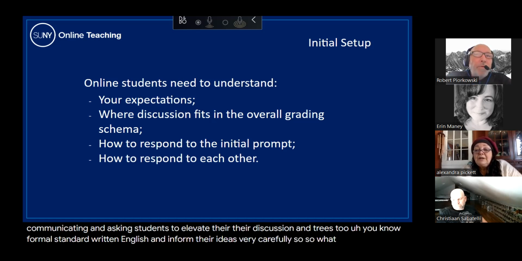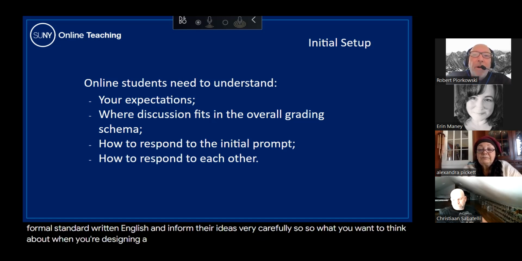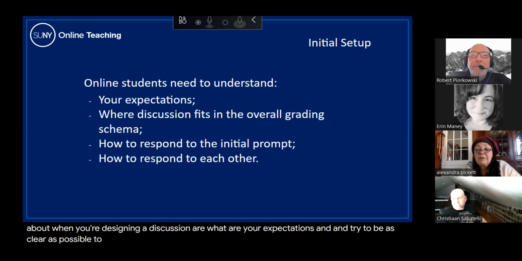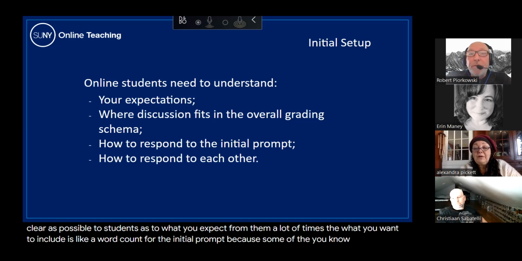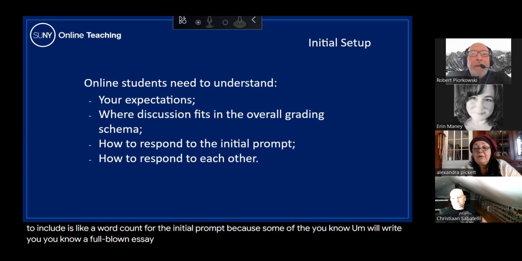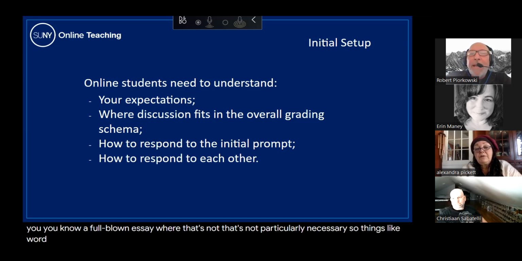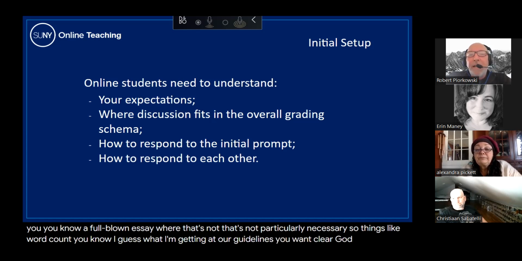So, what you want to think about when you're designing a discussion is your expectations, and try to be as clear as possible to students as to what you expect from them. A lot of times, what you want to include is a word count for the initial prompt, because some of the, let's say, overachieving students will write a full-blown essay, which is not particularly necessary. So things like word count, I guess what I'm getting at are guidelines. You want clear guidelines for students.